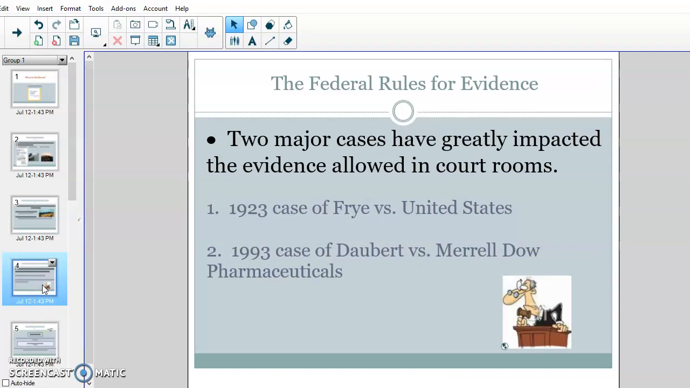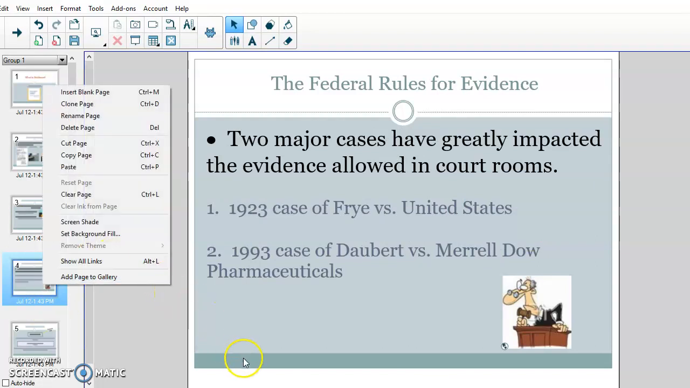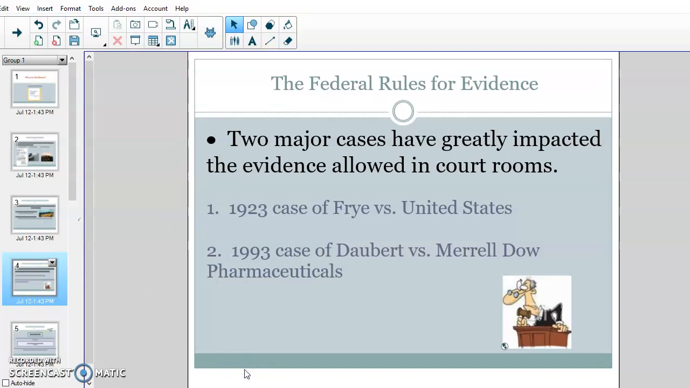The next thing that they take a look at in terms of scientific evidence are these two cases. So when we're taking a look at scientific evidence specifically, there's two cases that have really influenced what type of evidence is allowed in court or not. It was the 1923 case of Frye versus the United States, which dealt with a lie detector test, and then the 1993 case of Daubert versus Merrell Pharmaceuticals, which dealt with an individual who was suing a pharmaceutical company over drugs they thought had caused birth defects. So let's take a look at both cases and what their effects have been.